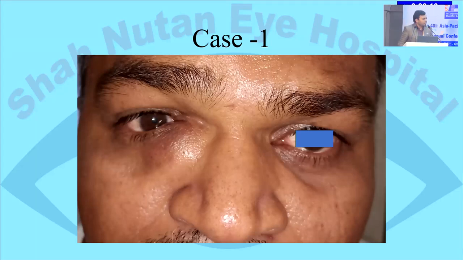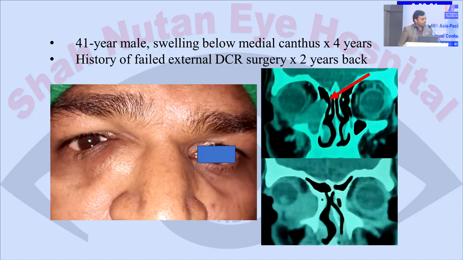So this was a prospective study where we included sequential cases of the indications I mentioned before. This was a case of a 41-year-old male patient with swelling below the medial canthus, around 3 centimeters on superficial examination, and he had a history of failed external DCR 2 years back. As we can see on imaging, there is pneumatization of the lacrimal bone. So it was an agger nasi cell there, and the DCR surgery was performed where only one of the tables of the agger nasi cell was removed and the other table was not removed.